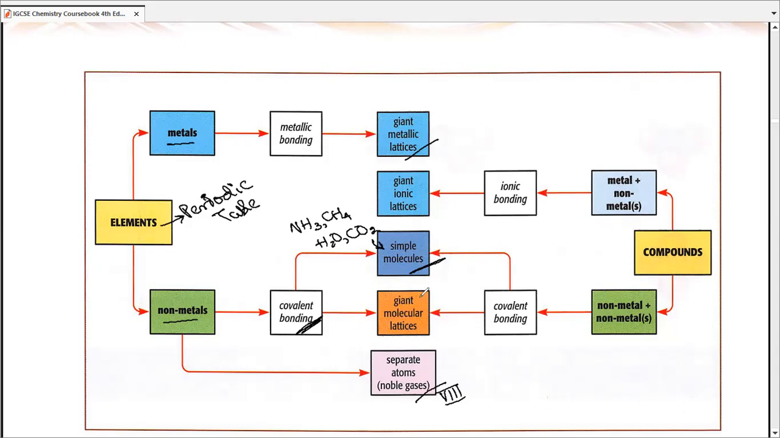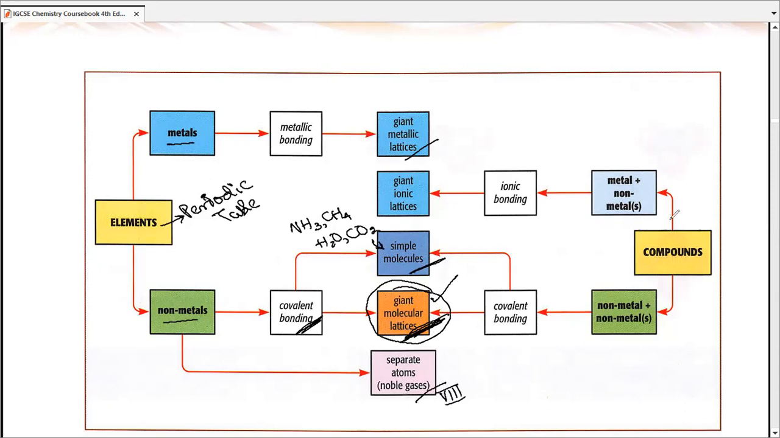However, covalent bonding sometimes also produces giant molecular lattices, and this is something we haven't discussed yet. It's a part of this chapter, but it's a few pages ahead. So we're going to keep this one in particular and we'll discuss it later.